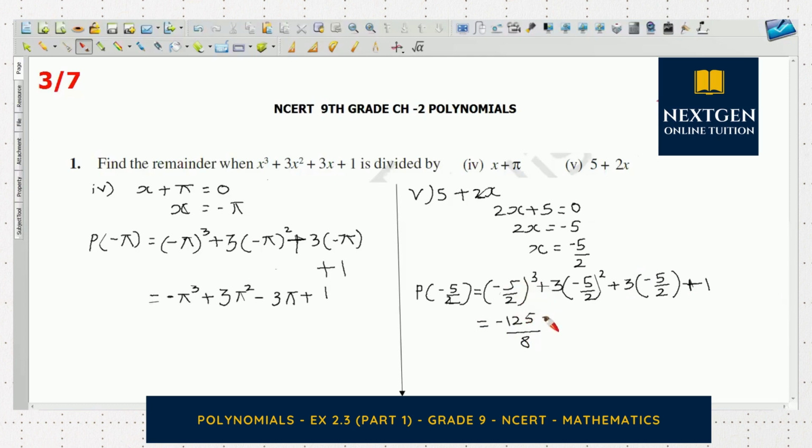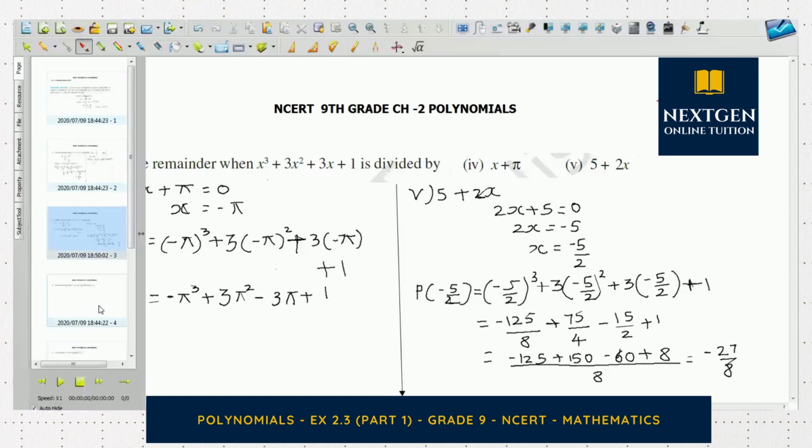We need to take 5 cube and 2 cube. And now on taking LCM for all these values, my value will be 8 and minus 125 simply plus 150 minus 60 plus 8, which gives me the end value minus 27 by 8. All right.